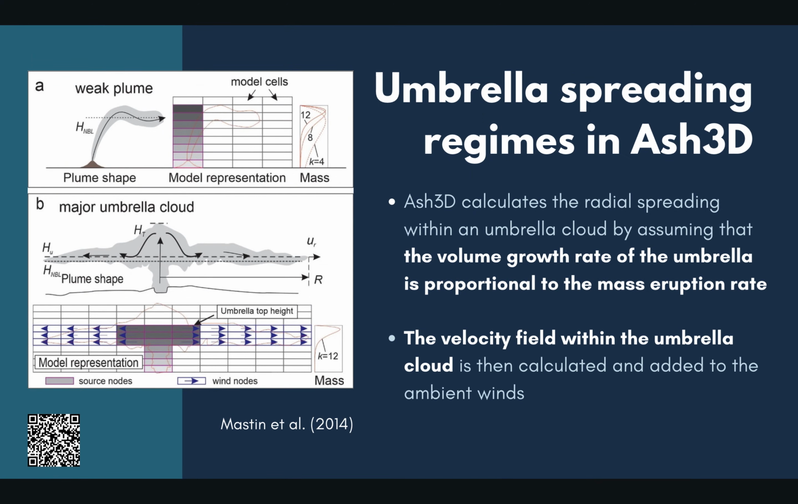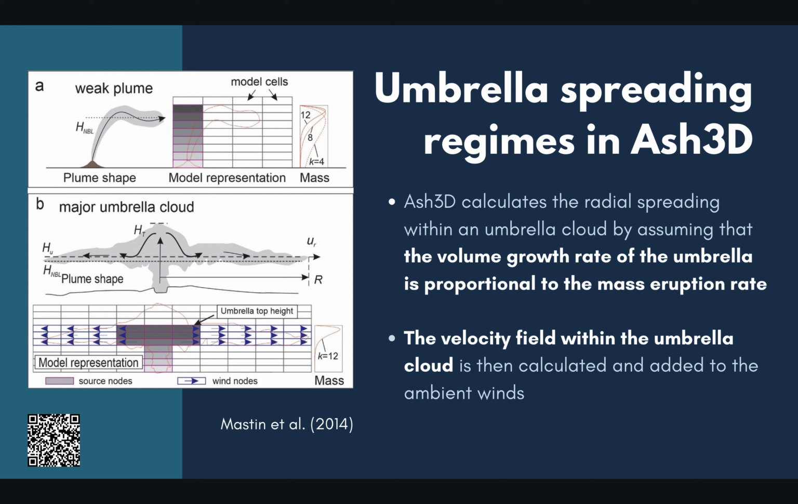Another benefit of using the ASH3D model is that it's been modified to include an approximation of umbrella cloud spreading. And I noted earlier that this is a really important thing when studying large eruptions. In ASH3D, this has been achieved by calculating the radial winds inside the umbrella cloud based on a relationship between the mass eruption rate and the volume growth rate of the umbrella cloud.